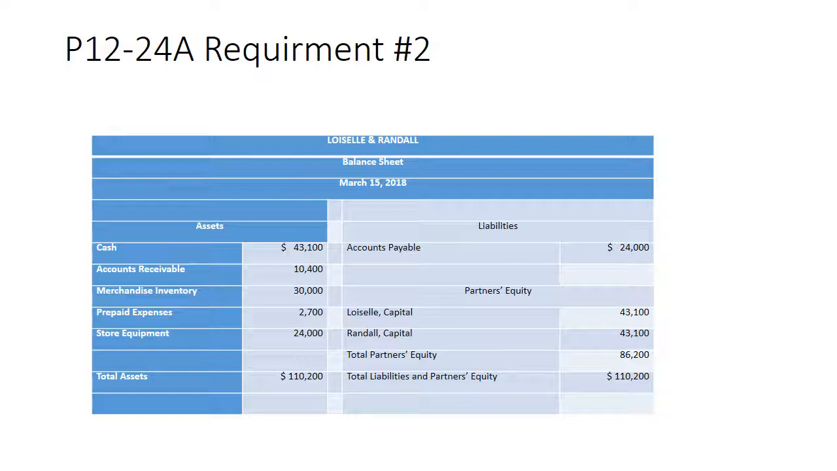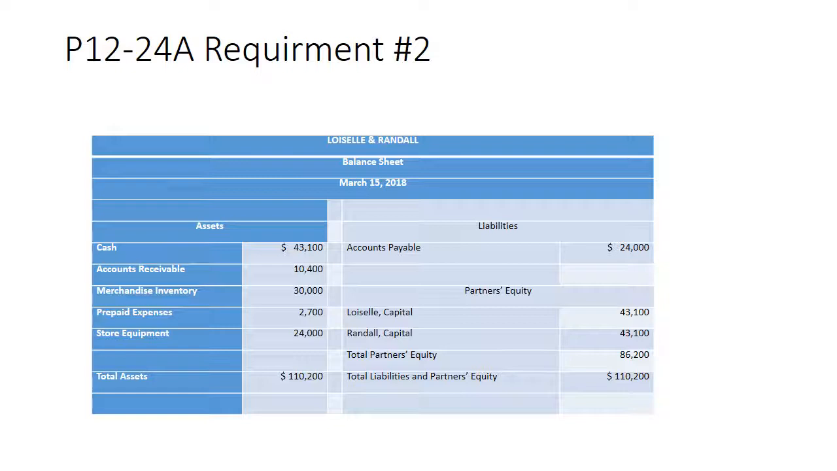Loisel also contributed a liability of $24,000, so the accounts payable is in the partnership now, and it's the liability of the partnership, $24,000. And then each partner's equity will be shown. Loisel's capital balance of $43,100 and Randall's capital $43,100. When we add those together, the total partners' equity is $86,200.